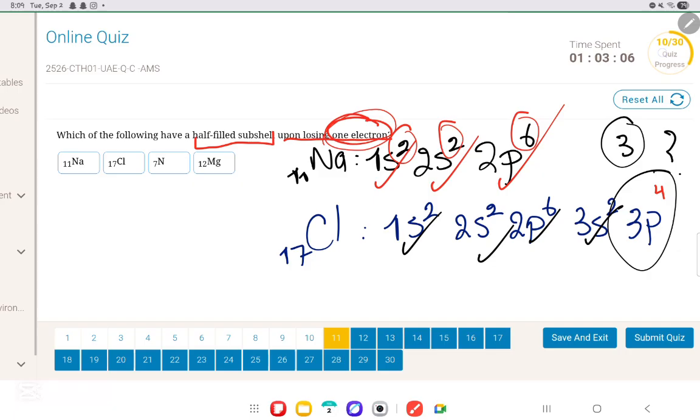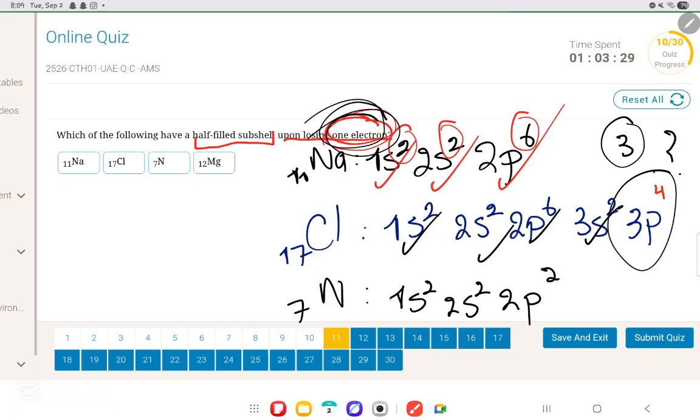Let us try with N, okay? N is 7. What is the configuration? 1s2, 2s2, 2p3, but you lose 1 electron. So you will remove the 3 and you will put 2. Why? Because we lost 1 electron. As you can see, this is full, this is full, this is not half full, this is less than half full, because we need exactly half full, but this is less than half full. So you will also say, no, this is not the answer.